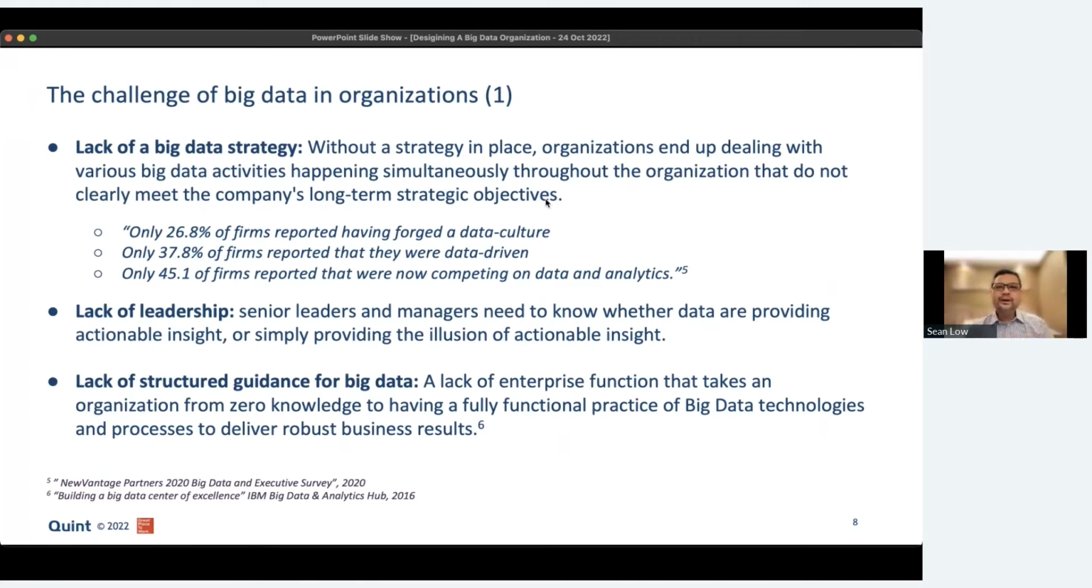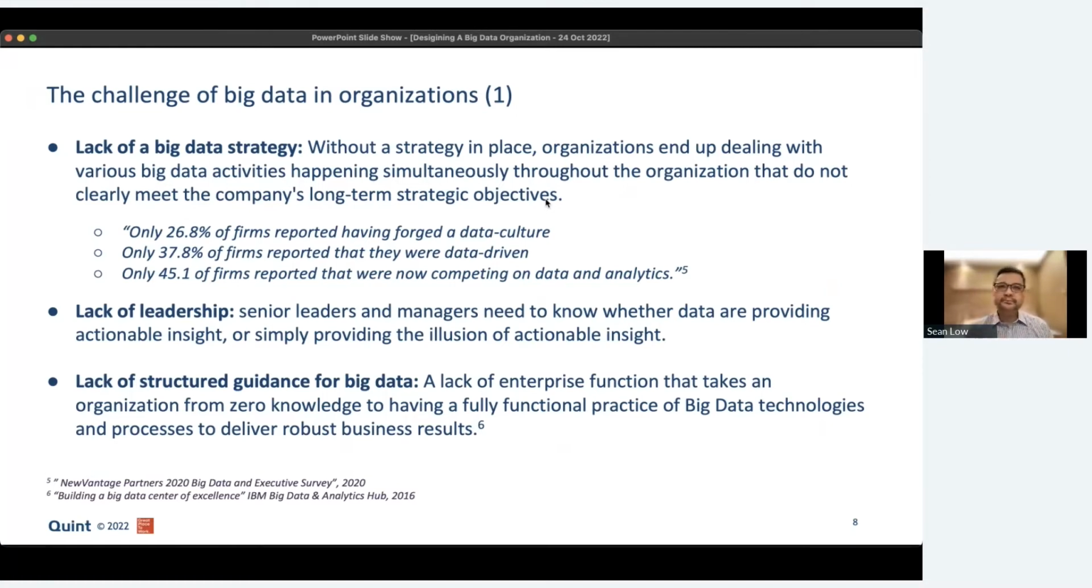If you do a very surface interview and ask organizations, are you very data driven? Everyone will say yes. But if you start looking at the details, you find that the number of actual data driven organizations is only 37.8%. And the last point says only 41.5% of firms reported that they were now competing on data analytics, right? They can't even actually compete because they can't even sort out how big data is being used within the organization internally. So that's the first challenge that organizations have implementing big data, lack of big data strategy.